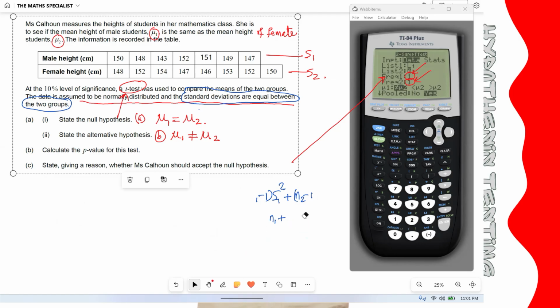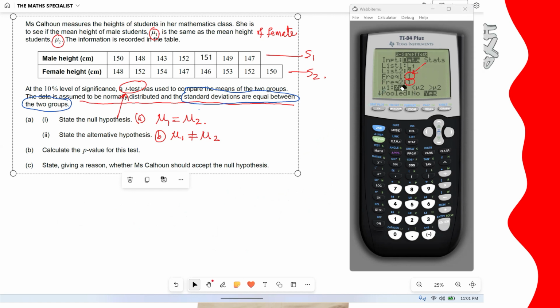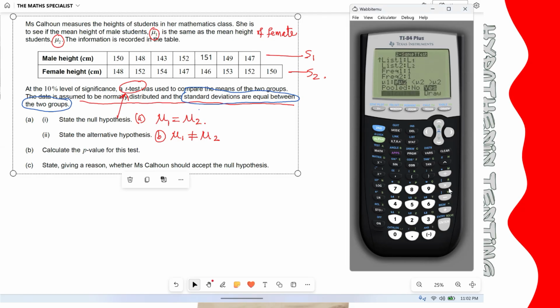So in the place of pooled, we are saying yes. Why are we saying yes? Because we have been told that the standard deviations between the two groups are equal. So then after saying yes, what next?